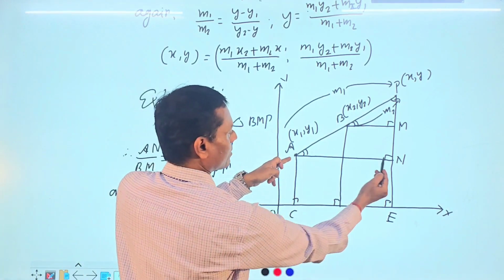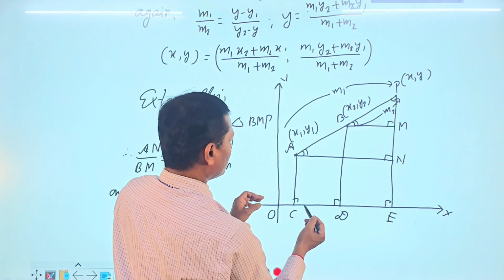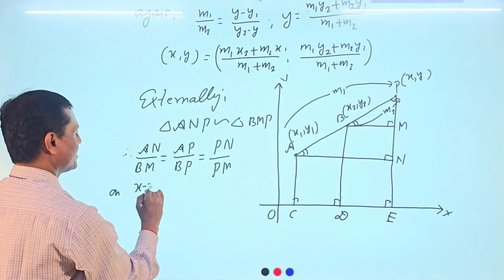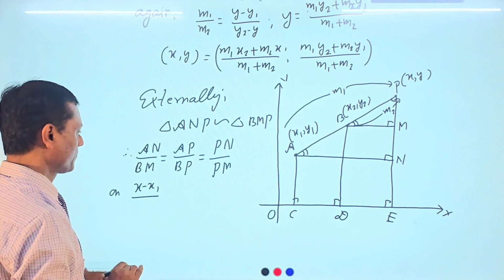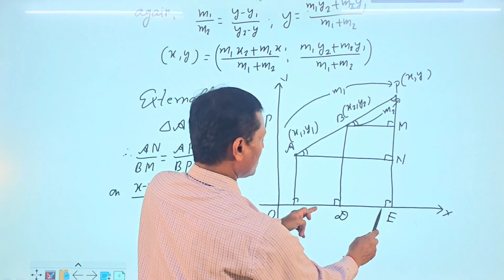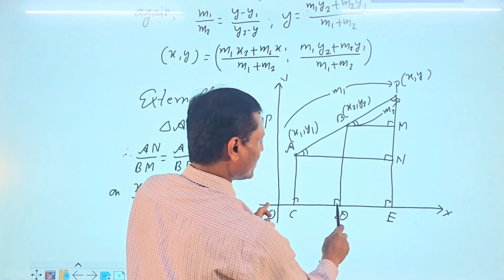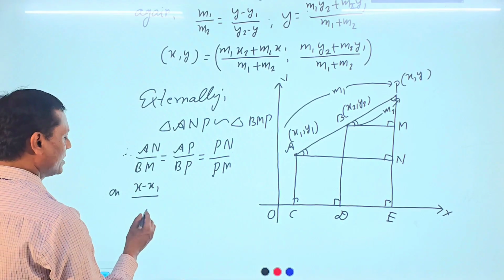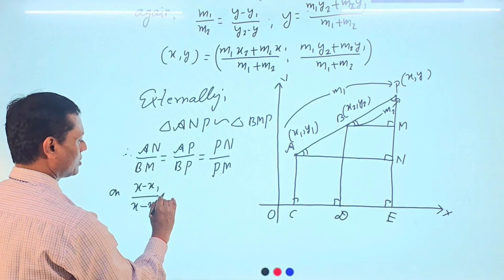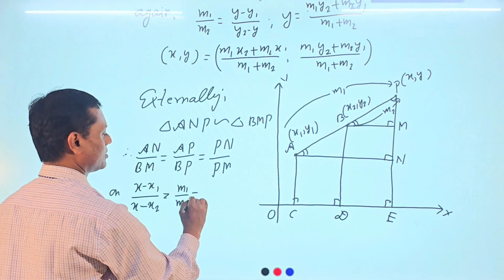AN, see where is AN? AN means OE minus OC, that we can write as x minus x1. You can write here x minus x1. See carefully, you can easily write BM. Where is BM? BM is OE minus OD, right? OE means what? We can write here x minus x2. Sure. And that is your M1 upon M2, isn't it?